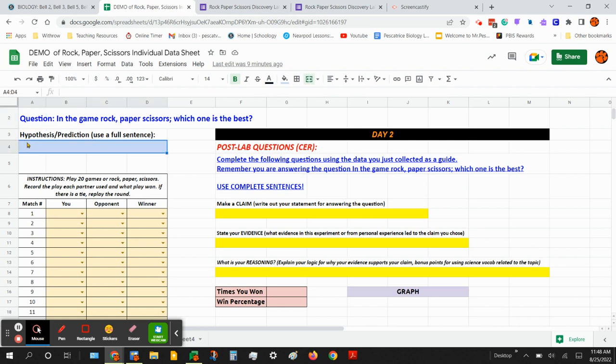Now, in your prediction, please make sure it is a full sentence. So do not put rock, paper, or scissors just as one word. Say, I think rock is going to be the best because, and give me a reason why. Okay, so make sure you put some effort into the hypothesis. Otherwise, you'll lose points on that.